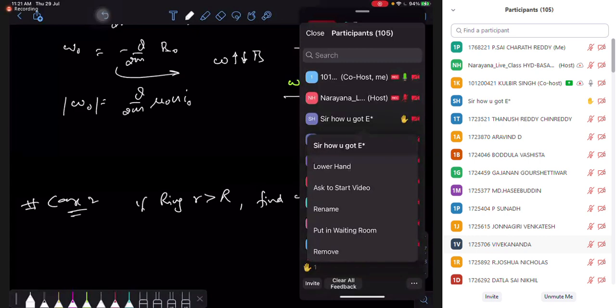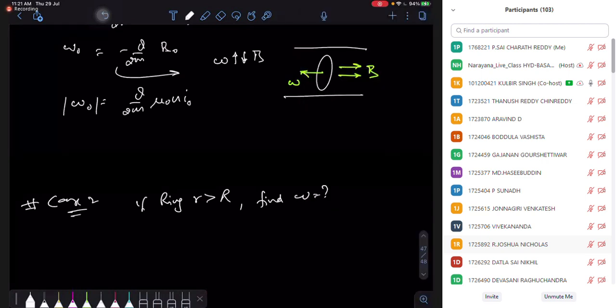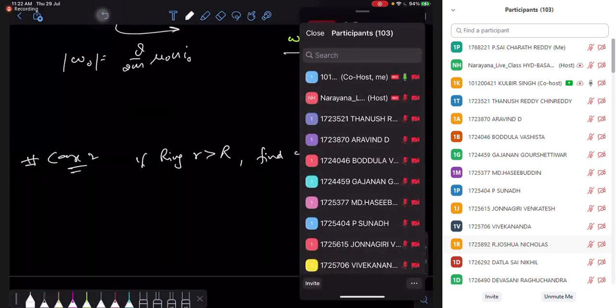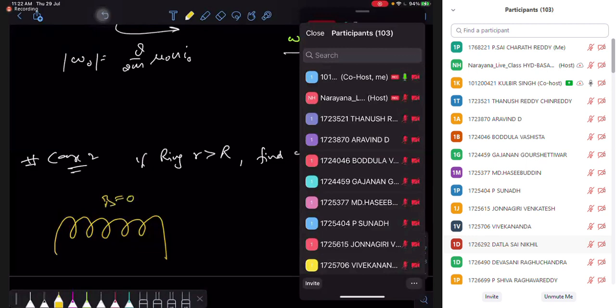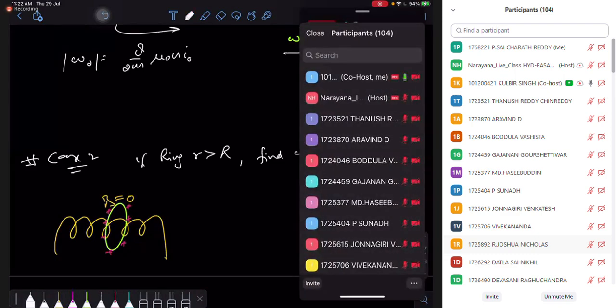How did you get the E star? We have proved it, no? So if the ring size is greater than my solenoid, then what happens? In the first attempt, if we try to think, the answer seems to be 0. Why? Because for a solenoid, the outside magnetic field is 0. There is no magnetic field outside. So if I say my ring is outside, you will feel that there is no effect. The solenoid's effect is only inside. We can feel that there is no effect on these charges.